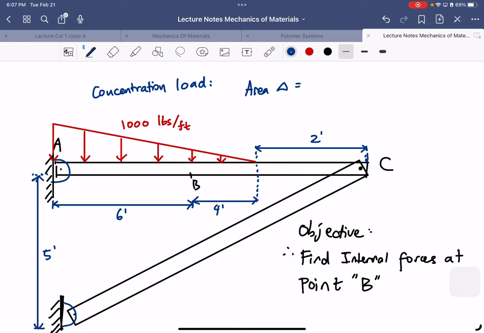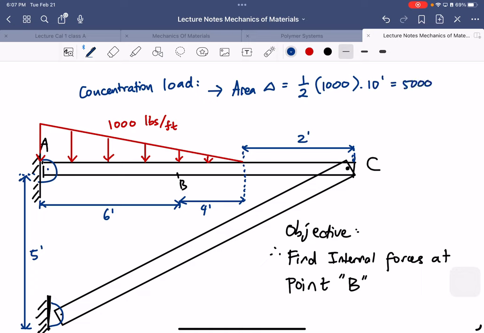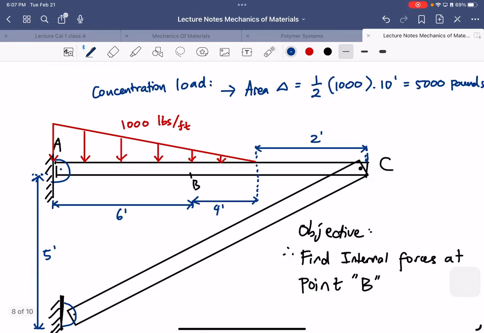So the concentrated load, compared with the area of the triangle, is half of 1,000 multiplied by 10. Then this will be 5,000 pounds concentrated load. So we can exchange this red line with just one single force here, 5,000.